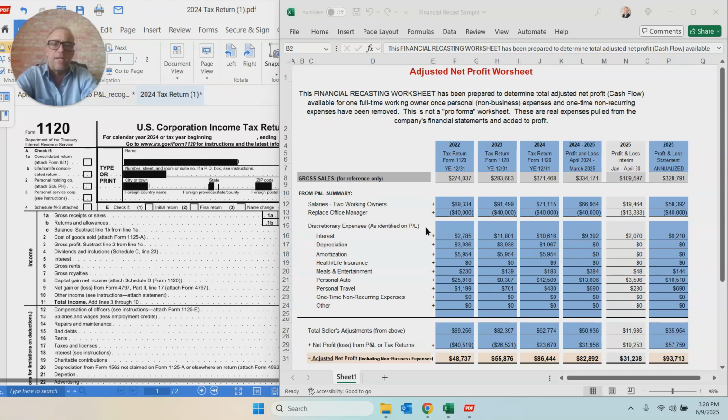You're going to see this in the data room and/or the business summary, and it describes up here what we're trying to accomplish. What would one full-time working owner generate in total adjusted net profit if they were to buy and run this business?